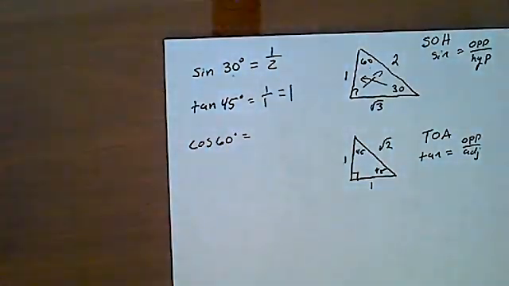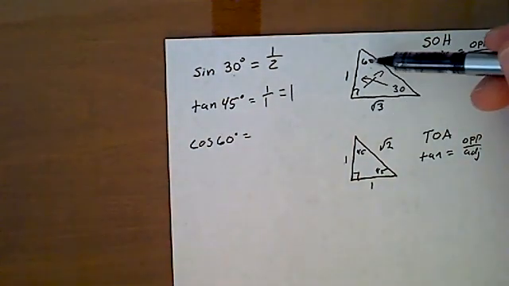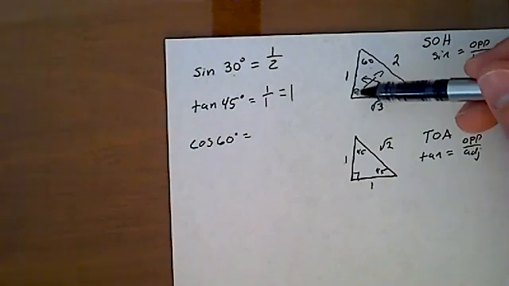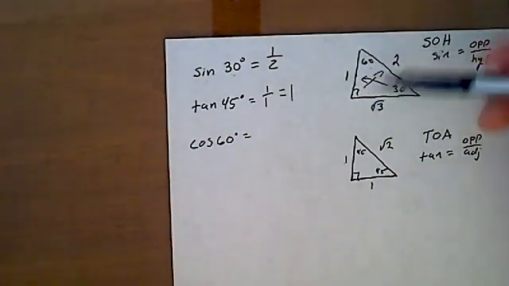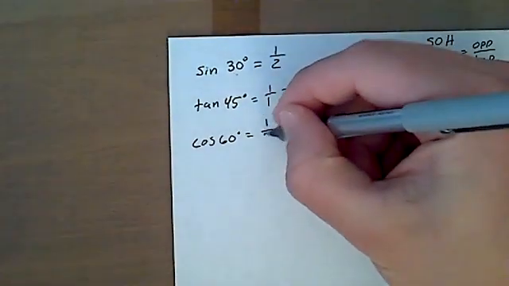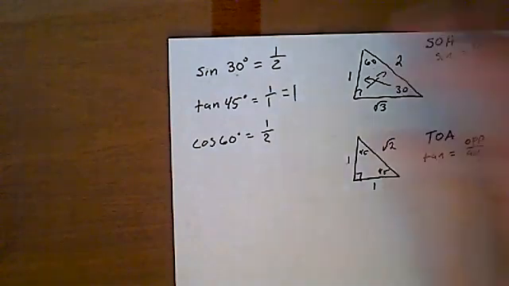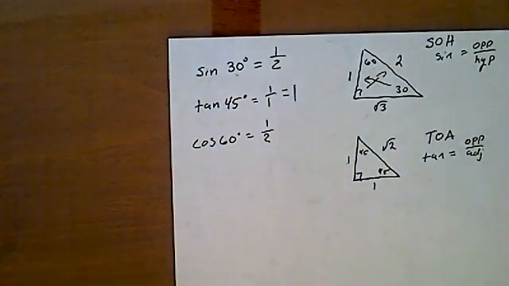Okay, cosine of 60 degrees. This is back to our 30, 60, 90. The cosine is the adjacent over the hypotenuse, and it is 1/2, just like the sine of 30 was 1/2, and we already talked about how that works, right?